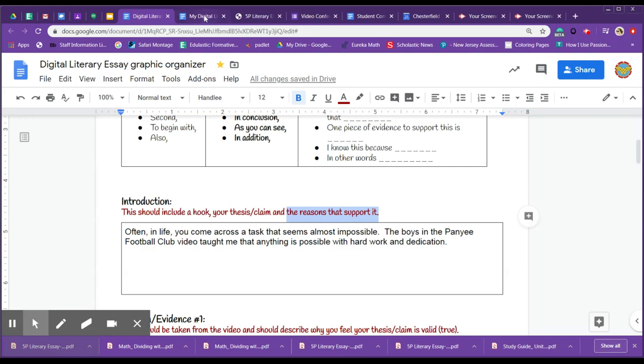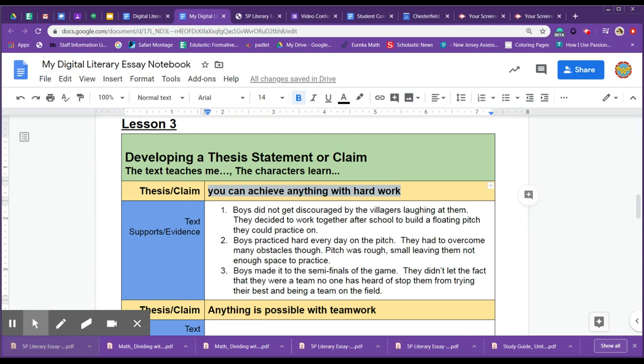If I go back to my thesis in my literary essay, I jotted down 3 points where the boys showed me that they can achieve anything through hard work. The villagers laughed at them and they decided to build the pitch. They practiced every day. They had to overcome many obstacles, and the boys made it to the semifinals of the game. So I could take those 3 instances and make them my reasons.